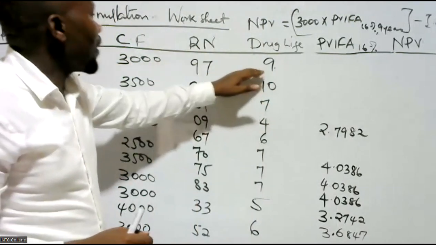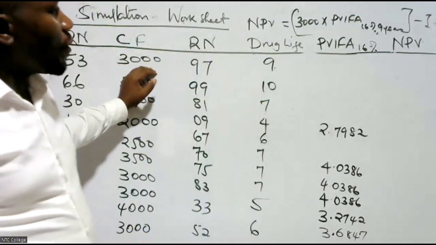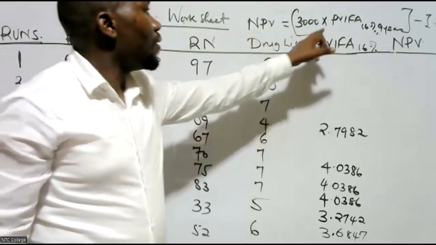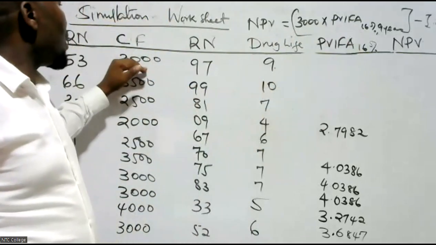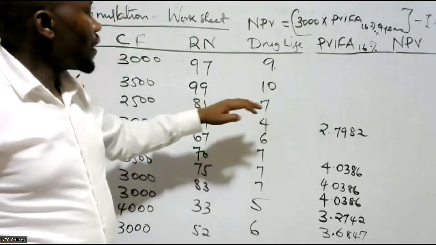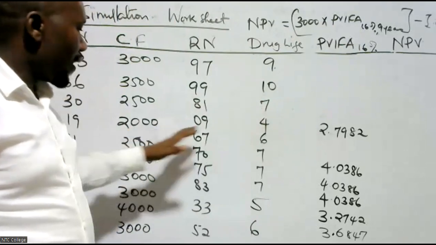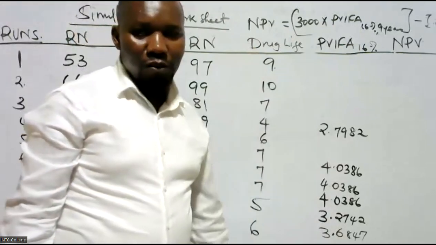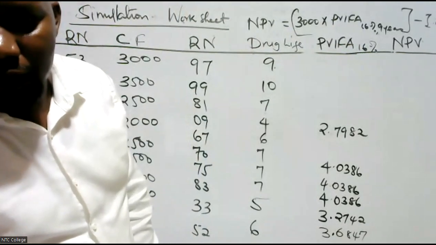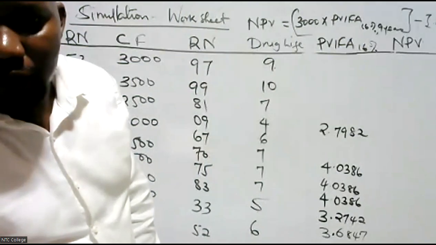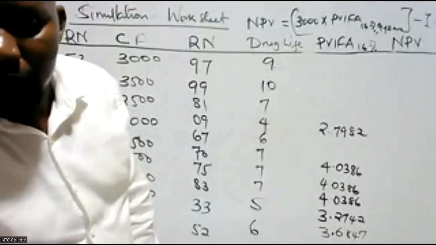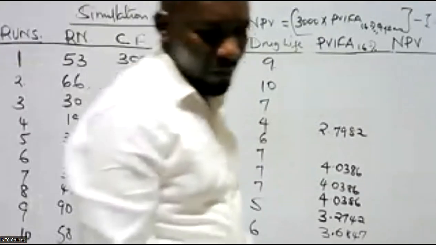So if you're given the number of years and the cash flow, can you get probability? Yes, you can. Can you get NPV? Yes, we can get NPV using the PV function because the cash flows are annual and the number of years is 9. The next trial shows that the drug can stay for 10 years, like that. So you can get all of them. They are regular cash flows. So you can proceed.